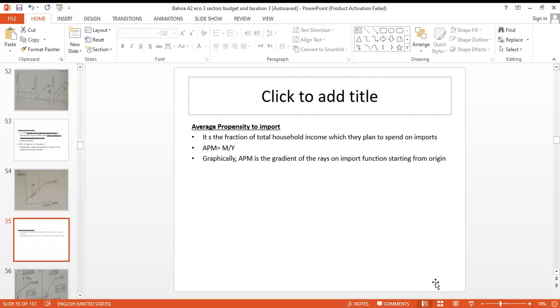Okay, so marginal propensity to import, that we have discussed, and that is the gradient of this line. Quickly I will tell you about the average propensity to import. Average propensity to import can be determined at a single point on the import function line. So what will that be? Simply, for the formula, APM, average propensity to import, is equal to the import divided by the income at a particular point.